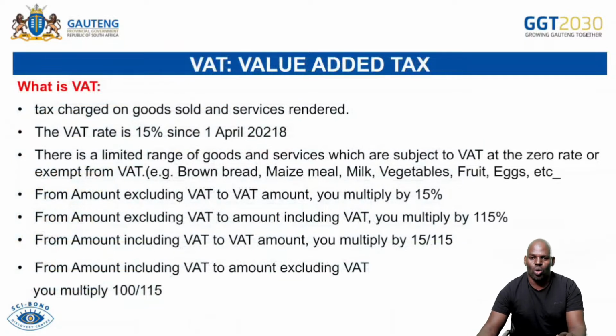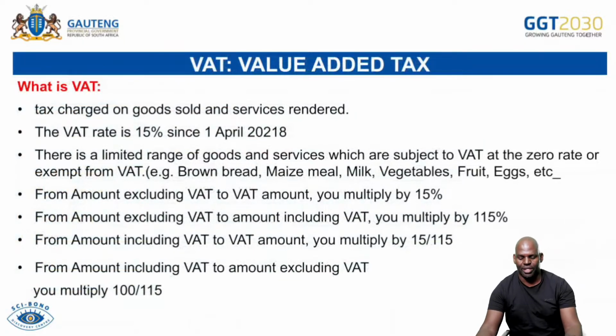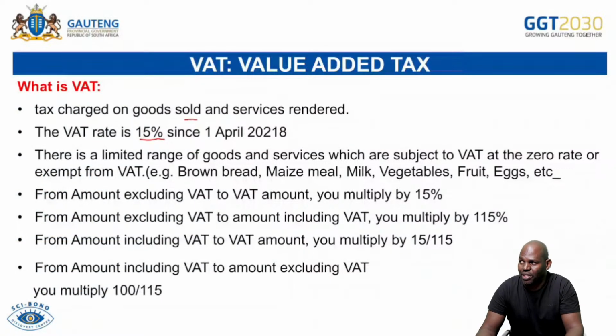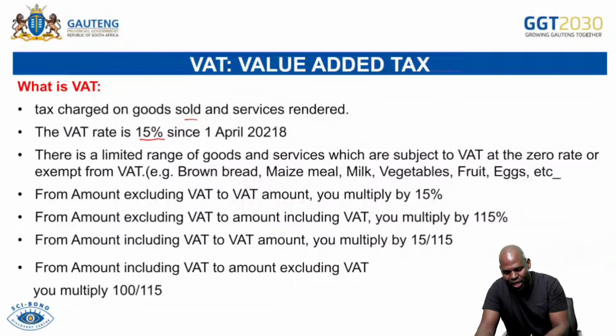Then we're going to look at one of the types of taxation, which is VAT. What is VAT? I'm taking you back to the definition of VAT. We said VAT is the tax charged on goods sold or services rendered. Then we've got the VAT rate. We know that it's 15%. The VAT rate, in other words, the percentage that is charged on VAT, is 15%, but that was only since the 1st of April 2018.